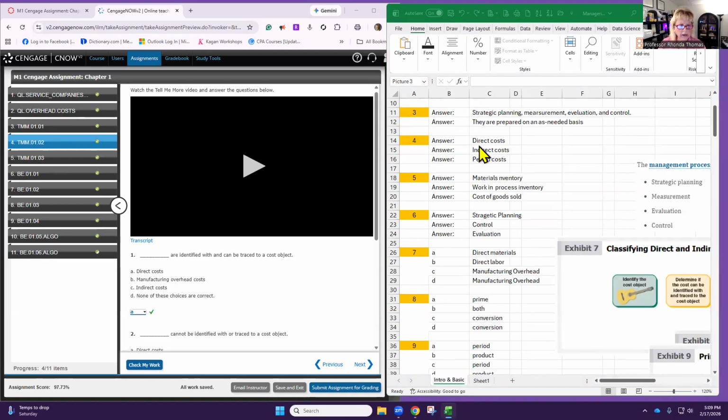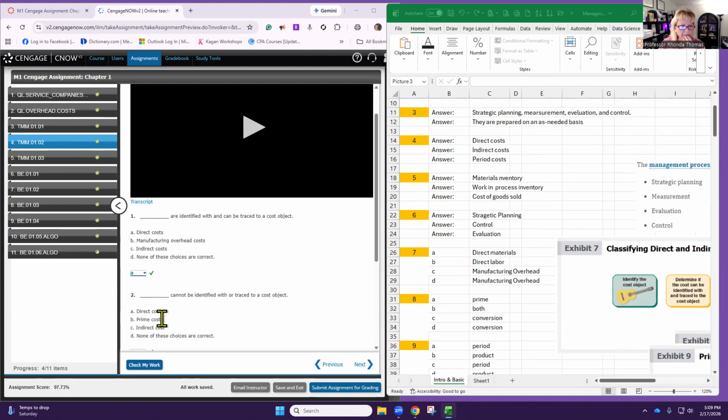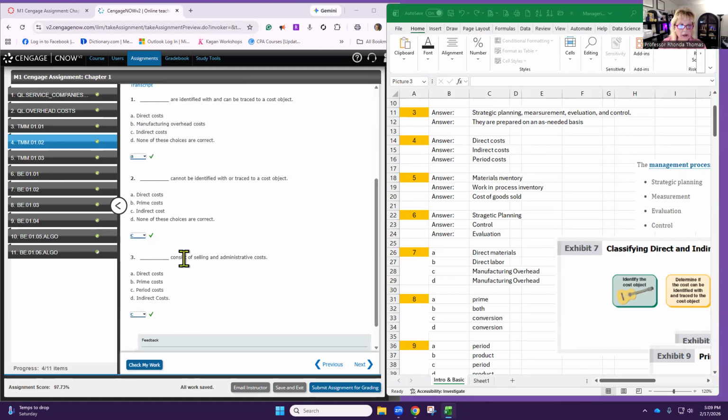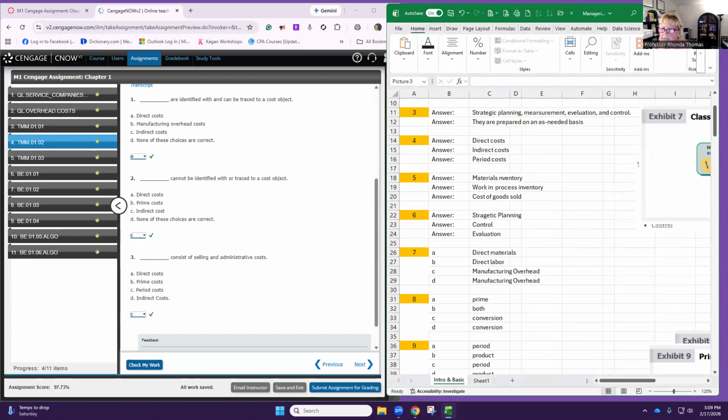Okay, we're looking for direct costs as number one. Okay, and then number two, blank cannot be identified with or traced to a cost object. This is indirect costs. So mine is C, indirect costs. And then we're going to also break up costs between product and period. Okay, so product and period costs.